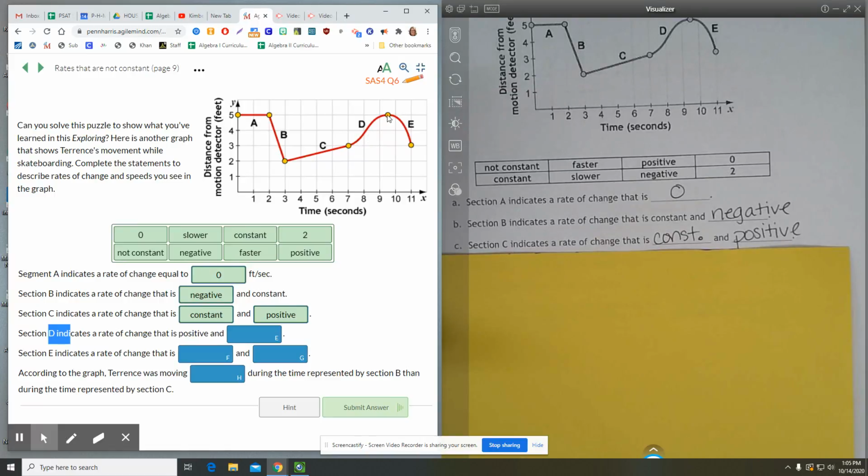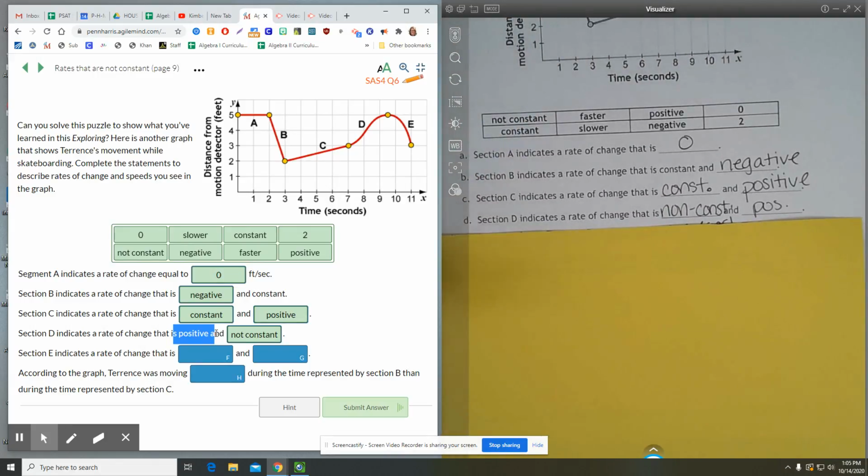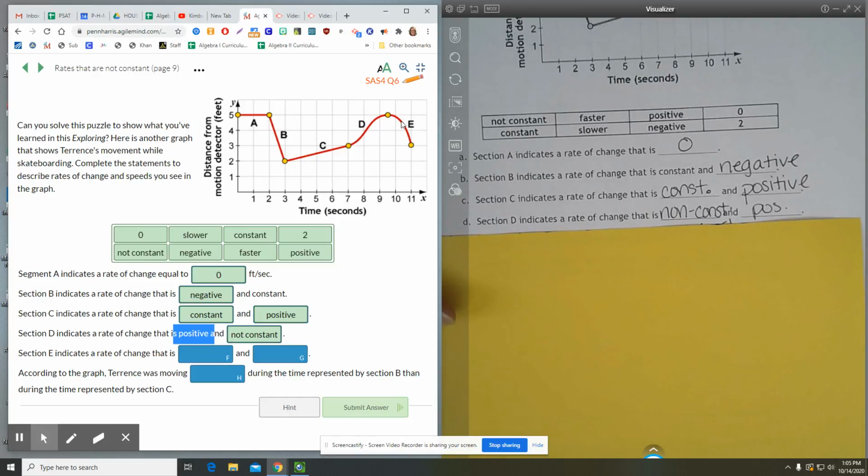Section D. Ooh, this time it's not a straight line. We got a little bit of a curve going on. When we got a curve, guys, that means that it is not constant, but they also tell us it is positive. So section D is positive and non-constant. Section E, if you guys look at section E, again, guys, section E is curved, which means it's non-constant. And this time it's going down, which means it's negative.